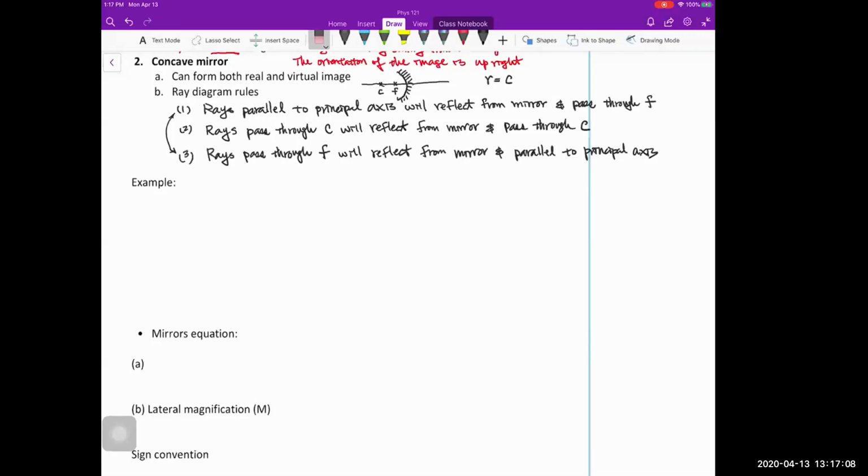So, Professor, is it possible you can show these 3 rules with a diagram? What diagram are you talking about? Like the ray diagram, like you said, rays that pass through F will reflect from the mirror and be parallel. Can you try it and show it? I'm going to show you an example over here right now. Okay, sorry, thank you. Yeah.